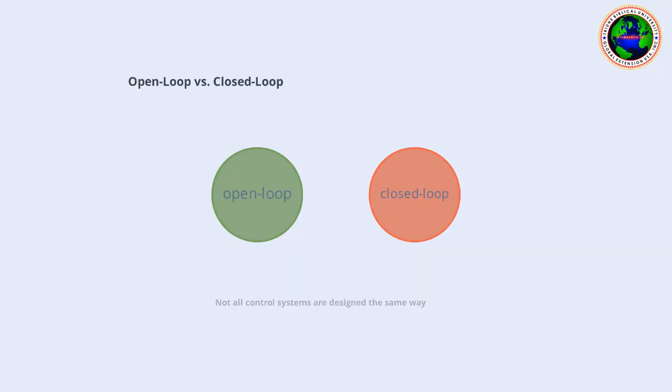Not all control systems are designed the same way. Some use feedback to adjust their behavior. These are called closed-loop systems. Others operate without feedback, simply following a set of instructions. These are open-loop systems. Understanding the difference is key to mastering control system design.